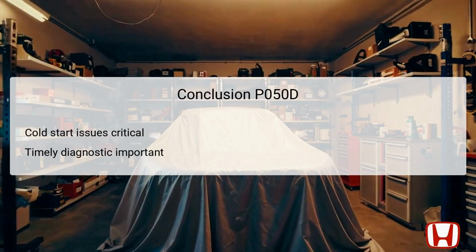In summary, addressing the DTC P050D involves a thorough understanding of related components such as the MAF and IAT sensors, as well as the air intake system. Symptoms like rough idling and engine stalling during cold starts indicate a more profound issue with these components. Following a meticulous troubleshooting process ensures that all potential causes are examined and rectified.